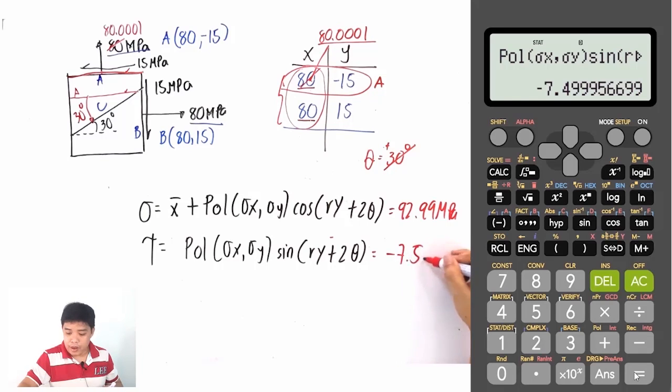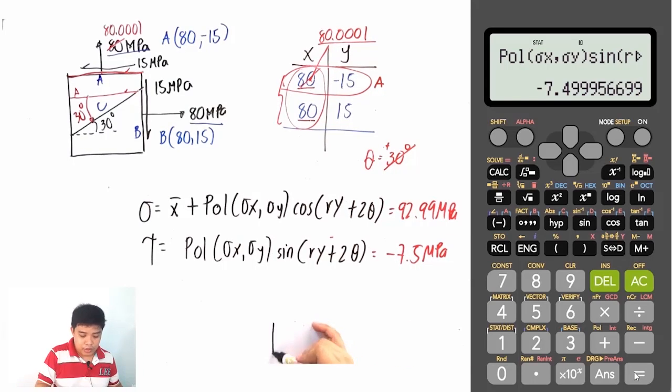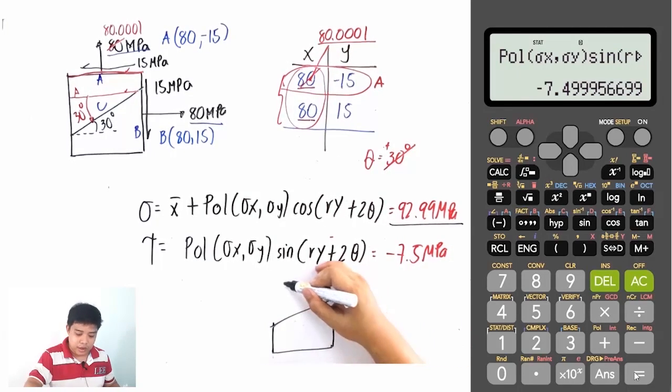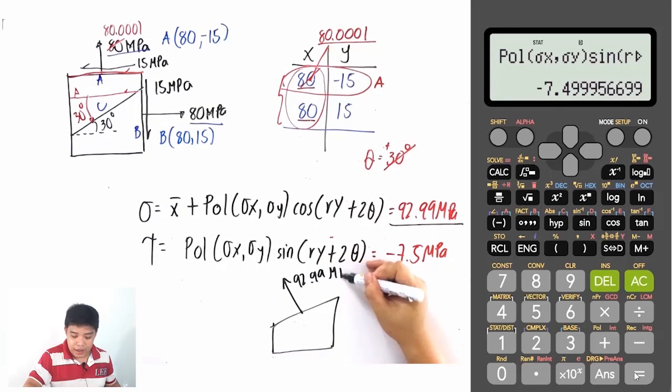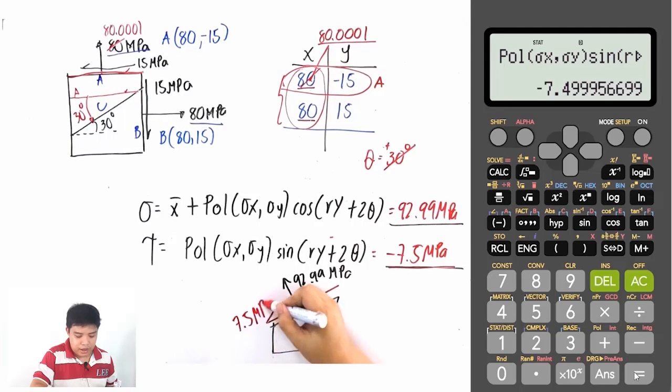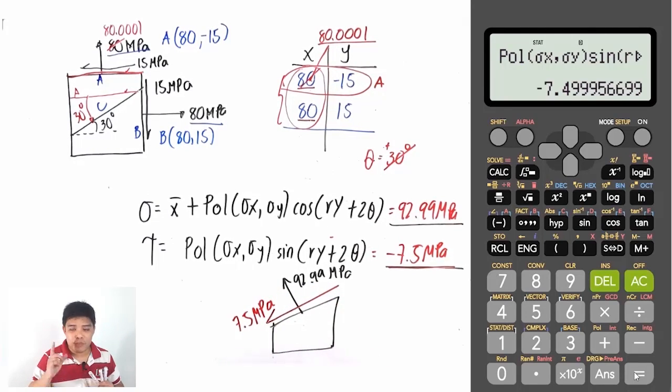Negative 7.5 megapascal. If you interpret those answers, it means in this plane, since this is positive, the effect is tension, 92.99 megapascal. And since this is negative, the effect is counterclockwise. So the direction should act like this. This is 7.5 megapascal. I hope you get the two special cases in which you can have a mathematical error if you are using this equation. I hope you get it, guys.